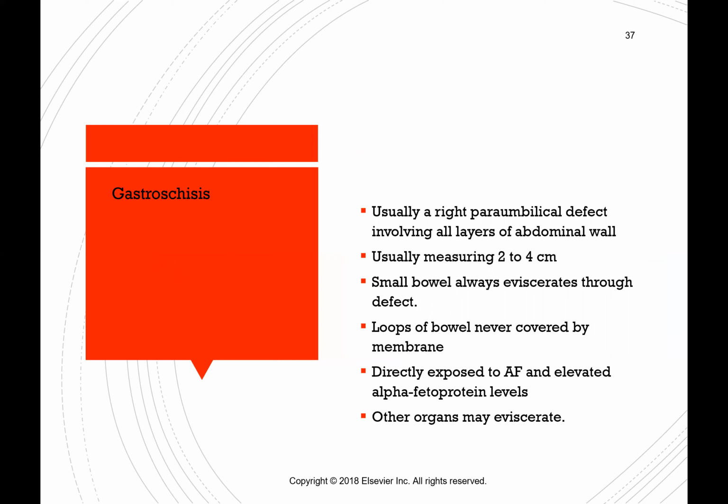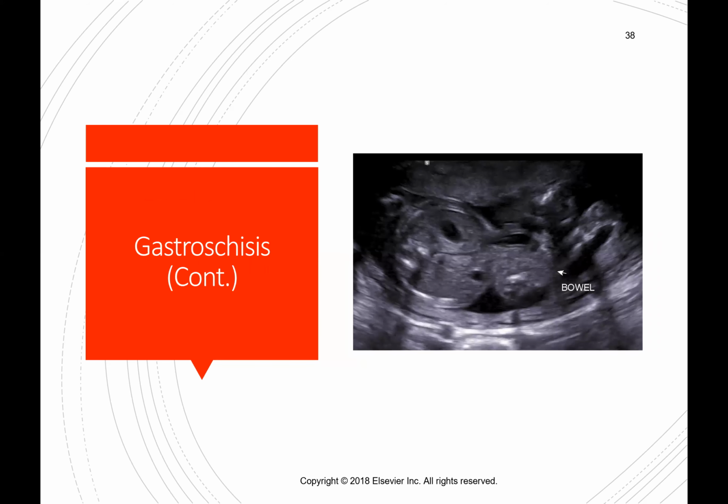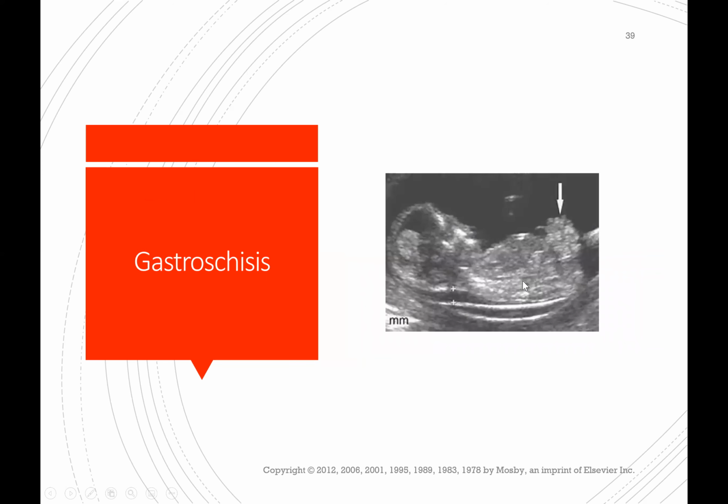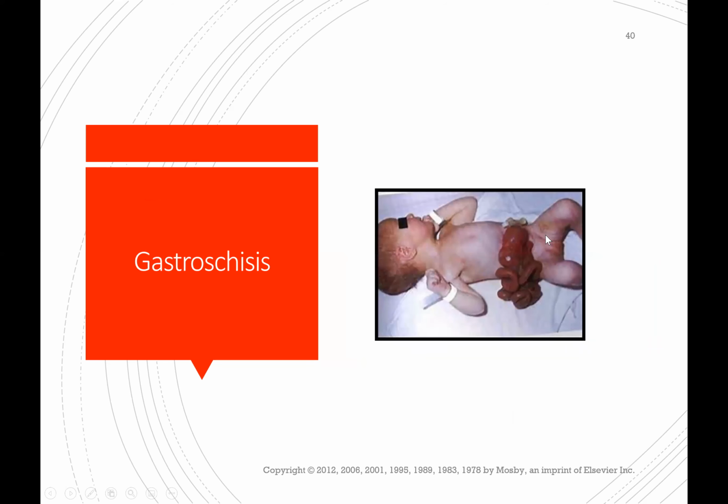It's directly exposed to amniotic fluid. And other organs may eviscerate, but I see most of the time with gastroschisis, it's small bowel. Here's one image of it, and it's always to the right of the cord. So the cord goes in, and then the outpouching of the bowel is adjacent to it, next to it. Here's another image of it. There's no membrane separating it, and it just looks like bulging bowel.